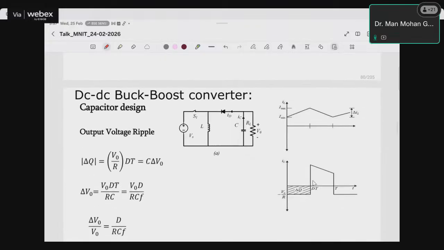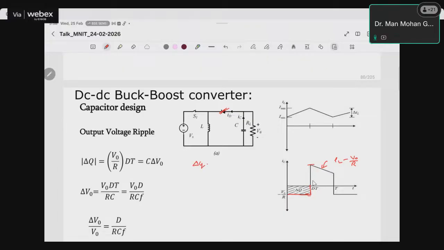Now next is the capacitor design. When the switch was on, the diode was off, so the entire current was fed by the capacitor. So the capacitor was discharged like this, right? And when the switch is off, the diode is on, then the value of capacitor current is IL minus V naught upon R, right? This is a similar waveform to what we had in the boost converter. So in the same way we will design the capacitor as we had done in the boost converter.